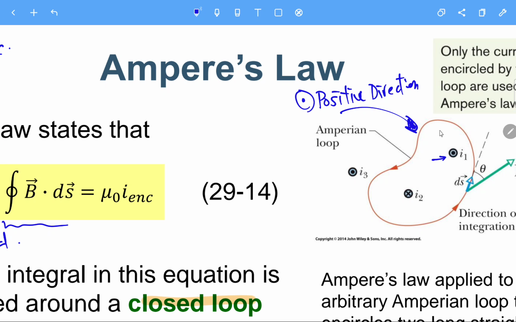And for I2, it is also enclosed by this loop. However, it is going into the page. So when we consider the I enclosed, it should be like I1 minus I2 to be I enclosed for this graph. And of course, I3 is not enclosed by this loop. It is out of this loop. So we don't really count I3 for this one if we define the Ampere's loop like this.